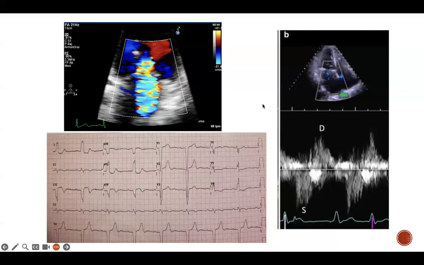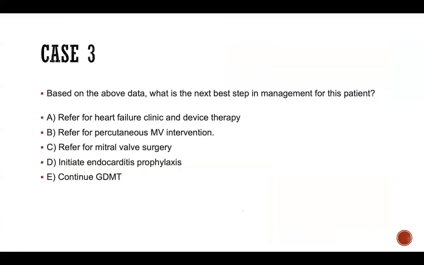And pulsed wave Doppler in the pulmonary vein shows it is severe. It is reversal of systolic flow. Yes, this is severe MR, confirming that we have severe mitral regurgitation. Based on the above, what is the next step in the management?